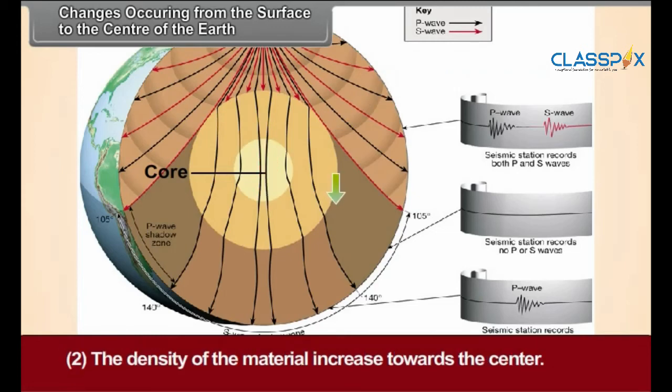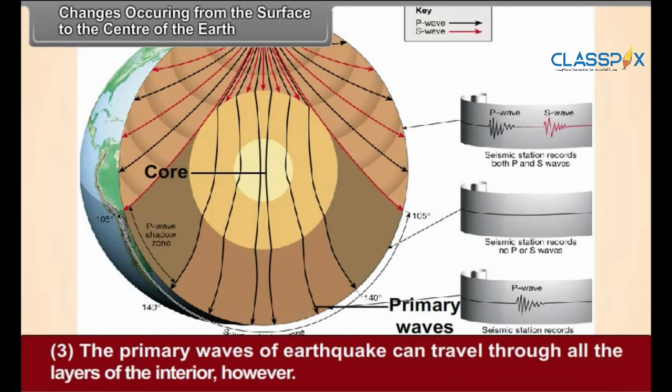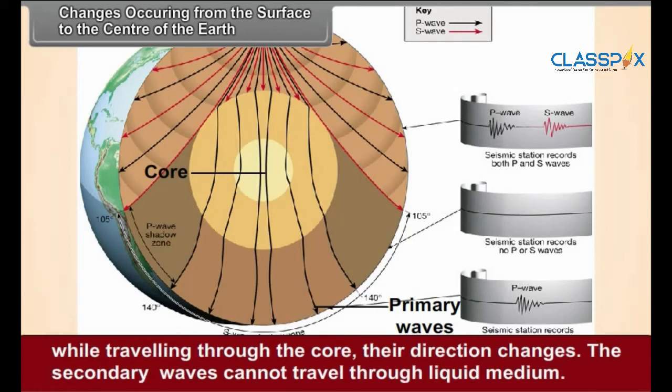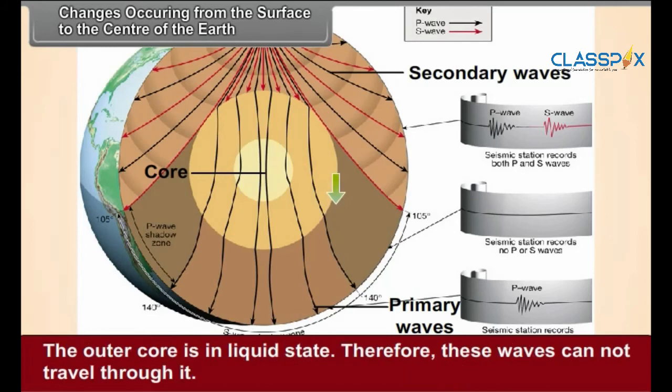Number 2. The density of the material increases towards the center. Number 3. The primary waves of an earthquake can travel through all the layers of the interior. However, while traveling through the core, their direction changes. The secondary waves cannot travel through a liquid medium. The outer core is in a liquid state. Therefore, these waves cannot travel through it.